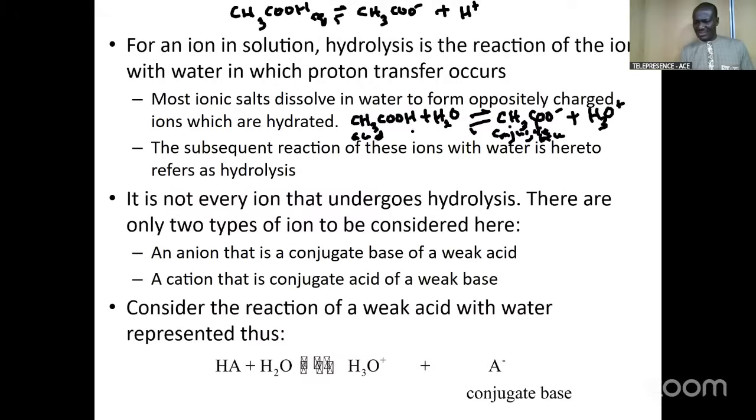Now, in this reaction, water is acting as a base because it's the proton acceptor. It's accepting a proton. And so this is the base. And because it has accepted a proton, what is formed is the conjugate acid. So that's what all this that I have here is trying to explain. An anion that's a conjugate base of a weak acid, like the acetate ion. A cation that's a conjugate acid of a weak base.